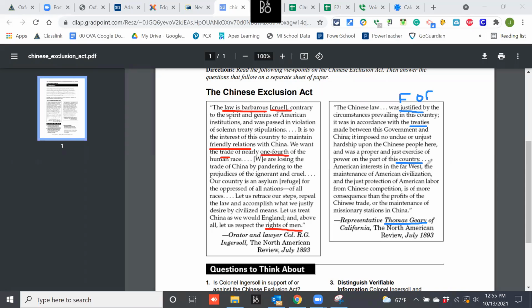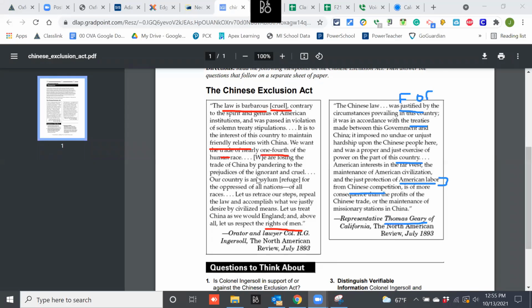So American interests in the far west, the maintenance of American civilization, and the just protection of American labor and the Chinese competition is more of consequence than the profits of the Chinese trade or the maintenance of missionary stations in China. So he's arguing that he wants to protect the American labor force so they don't lose jobs to Chinese immigrants, is what he is believing.